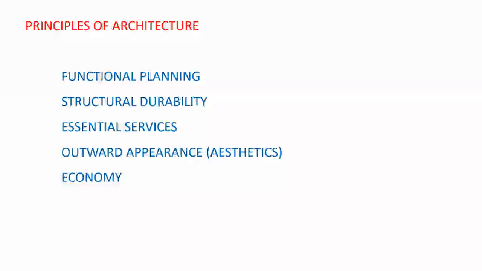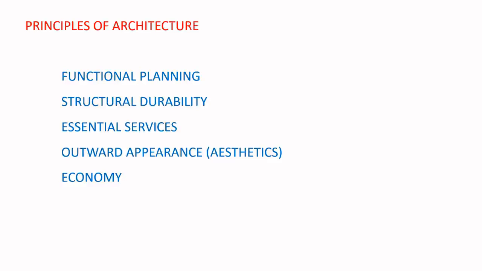Okay, now while you plan your residential buildings, what are the important things you should keep in your mind? So first thing is the principles of architecture. So the principles of architecture includes the functional planning, structural durability, essential services, outward appearance or aesthetics and economy.